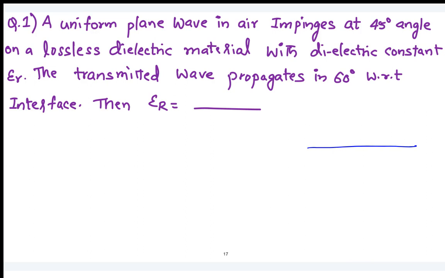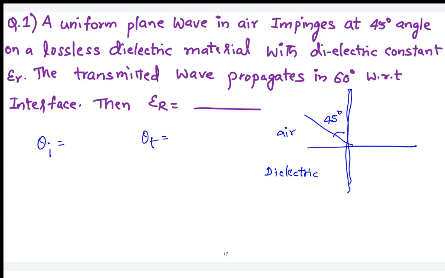The wave propagates from free space. The first medium is free space, and the second medium is the dielectric. Here the wave impinges at an angle of 45 degrees. Let us consider this is your normal, 45 degrees. The transmitted wave makes an angle of 60 degrees with respect to the interface. First, can you tell me the values of theta I and theta t? By reading the statement, what is the angle of incidence? 45 degrees. Angle of transmission is equal to 30 degrees.